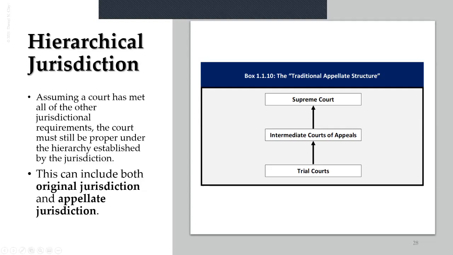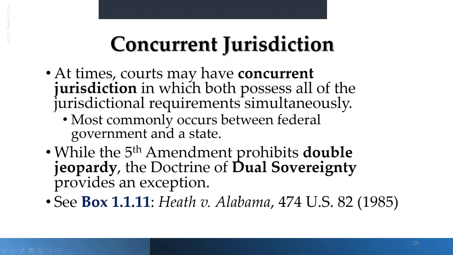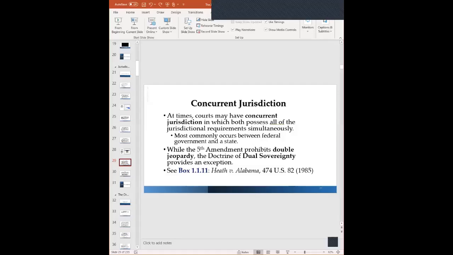That makes sense. Again, I've talked about concurrent jurisdiction. Again, this is possessed by every state between the federal government and the states. We discussed the Fifth Amendment, the prohibition on double jeopardy. We discussed the doctrine of dual sovereignty. And if you want to see a pretty good example, you can look at box 1.11, which is Heath v. Alabama.